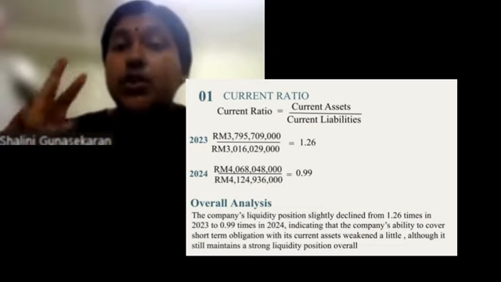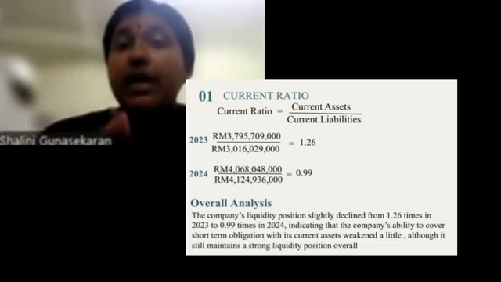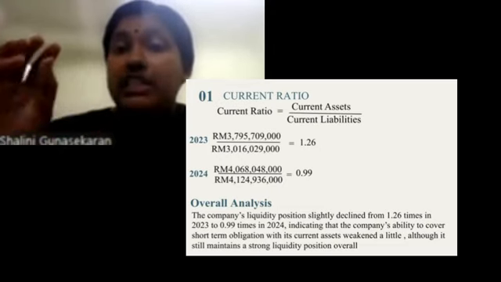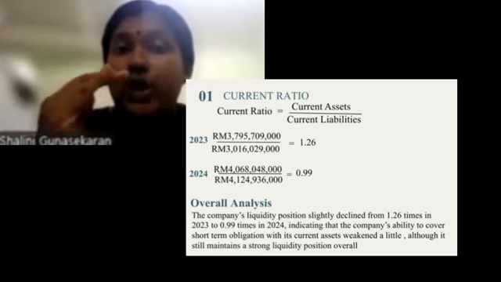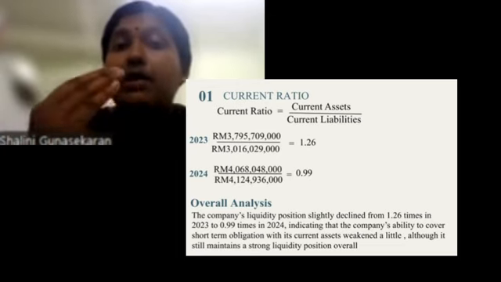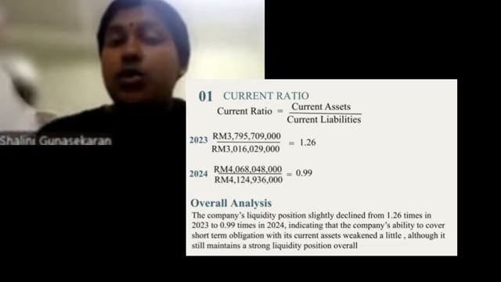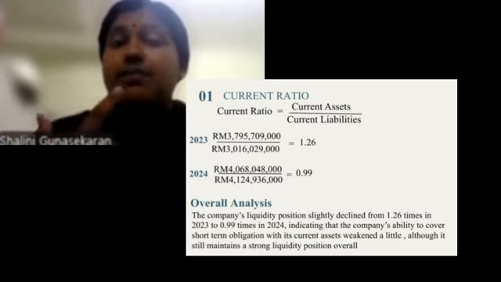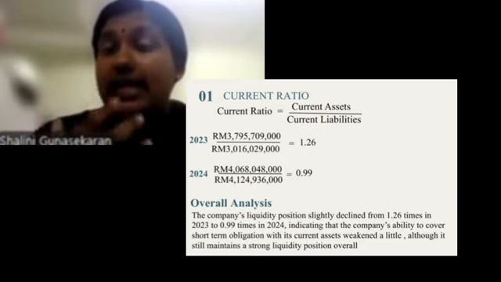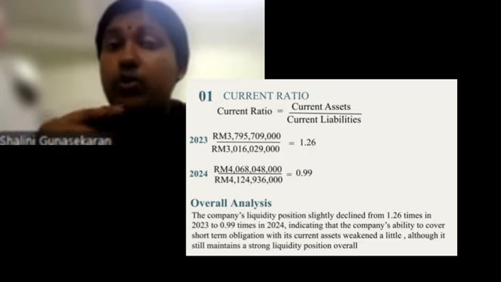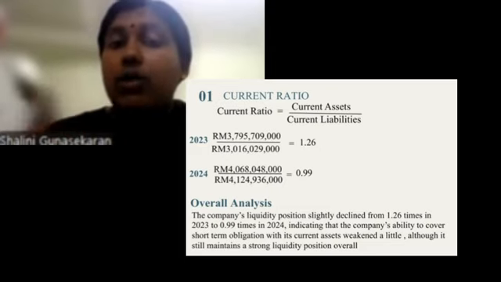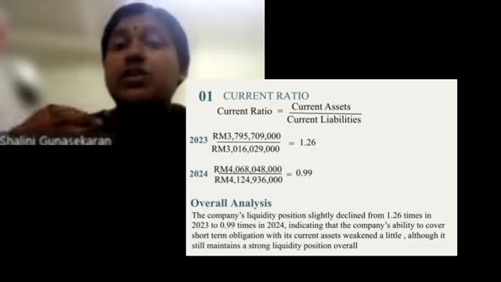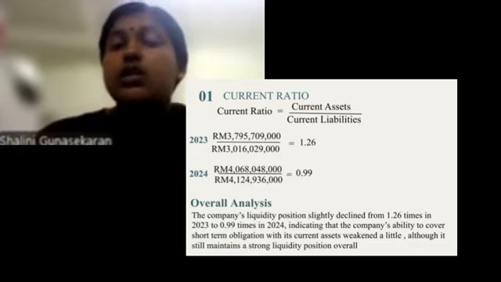Since we are using 2 years, which are 2023 and 2024, we have to take the values from the financial report and divide according to the year. For 2023, we get 1.26, and 2024 is 0.99. By comparing both of these values, we can conclude that the company's liquidity position slightly declined from 1.26 to 0.99 in 2024, indicating the company's ability to cover the short-term obligation with its current asset weakened a little, although it still maintains a strong liquidity position overall. So that's all from me.